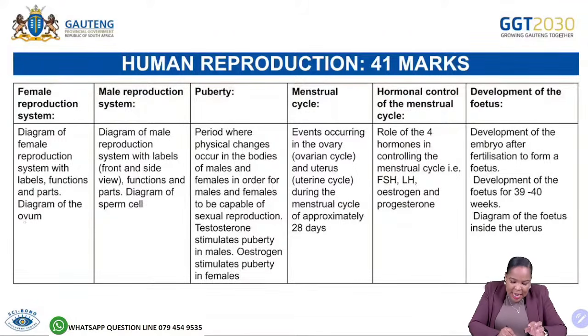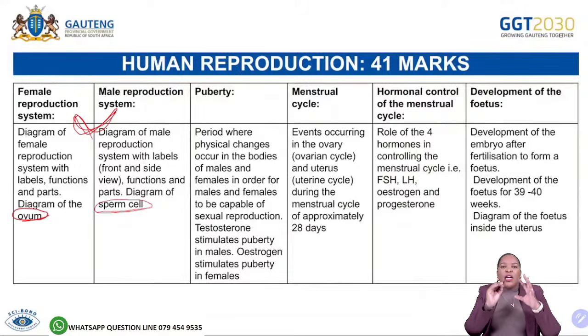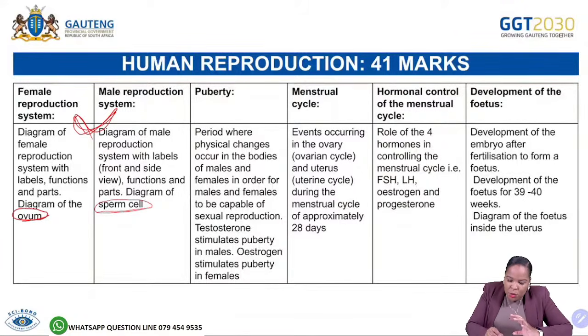You must also know the diagram of the ovum, all the layers, the jelly layers and all that. And also be able to draw the diagram of the sperm cell. And for the male and the female reproductive system, look at the diagrams, be able to know the functions of each. And then puberty, you are also expected to know this for your test tomorrow. And then events of the menstrual cycle. The menstrual cycle is divided into two: what is happening in the ovary, and also what is happening in the uterus, which is regarded as the uterine cycle.